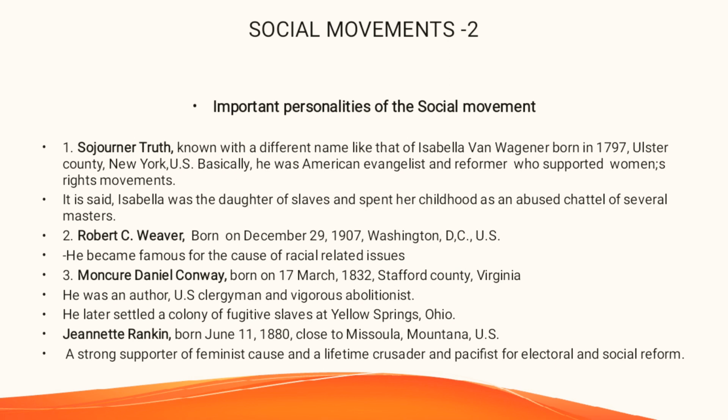One of the names we call is Sojourner Truth, who has a different name also, Isabella Van Wagner, born in 1797, Ulster County, New York, in the US. We all know that. Basically, she was an American evangelist and reformer who supported women's rights movements. It is said Isabella was the daughter of slaves.